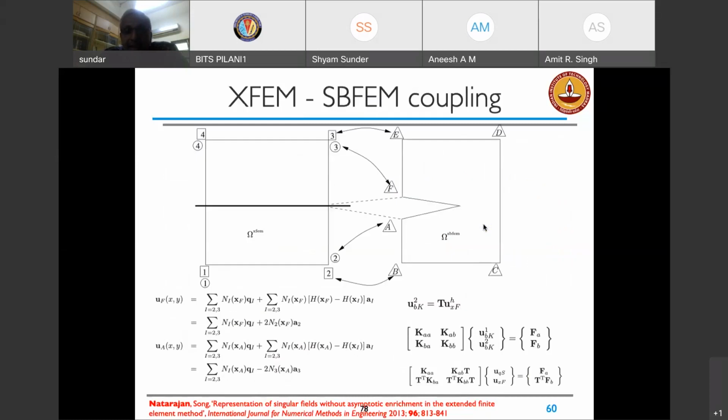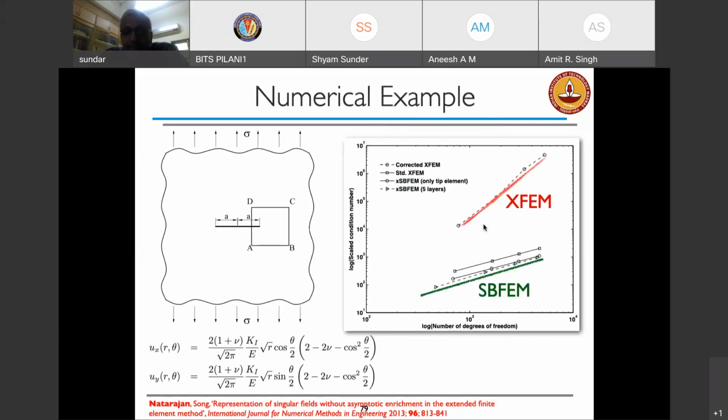So again, this is the details of how we can couple the extreme with scale boundary finite element method. Again, a simple transformation is all we need to combine both of them, because on the boundary when we use scale boundary, on the boundary we use finite element method. So the shape functions are already compatible, so with a simple transformation we can sort of combine these two techniques together.